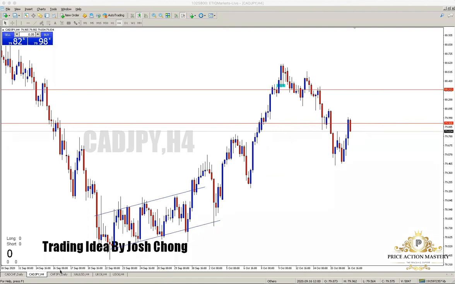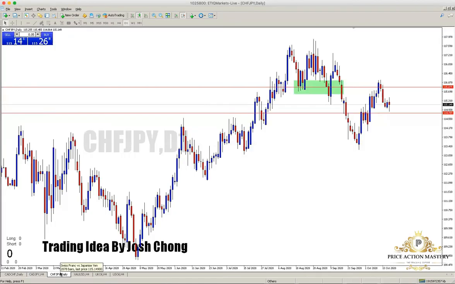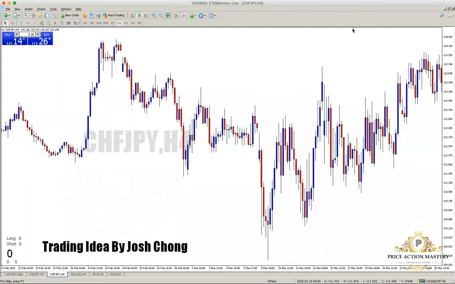And then the next will be CHF yen. If we look into this CHF yen, the market makes higher high, higher low, higher high, higher low. So basically, the market is still supported by the higher low. So buyer is still in strength. There's buyer strength still in the market.